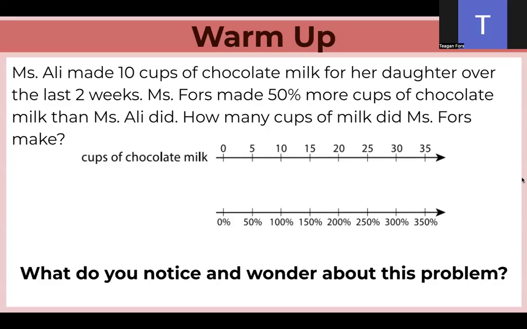So first, a little warm up to get your brains thinking. Miss Allie made 10 cups of chocolate milk for her daughter over the last 2 weeks. Miss Fours made 50% more cups of chocolate milk than Miss Allie did. How many cups of milk did Miss Fours make? First thing I need you to do is write down what do you notice and what do you wonder about this problem?